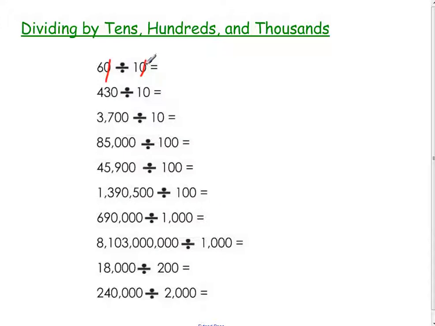So now we're ready to write a quotient. What's left over is the 6 divided by the 1. So 6 divided by 1 is 6. So 60 divided by 10 is 6.